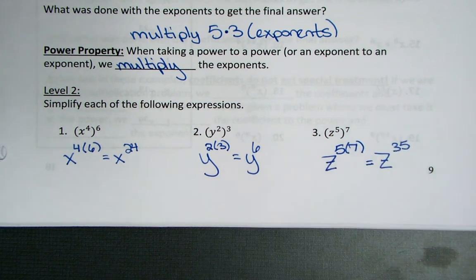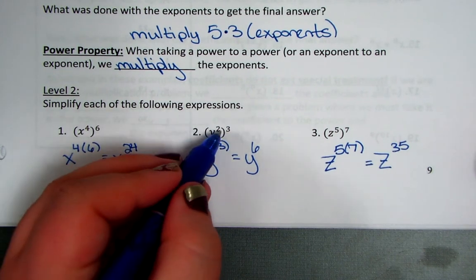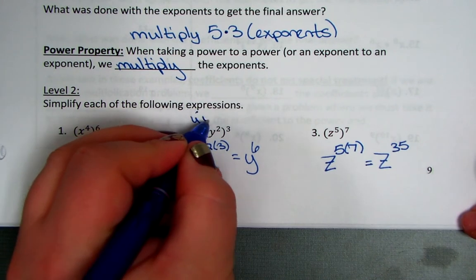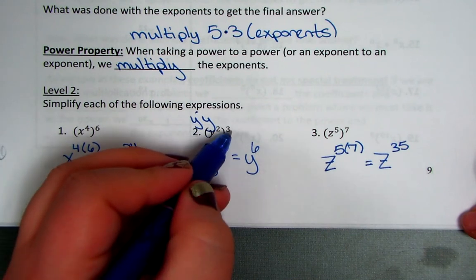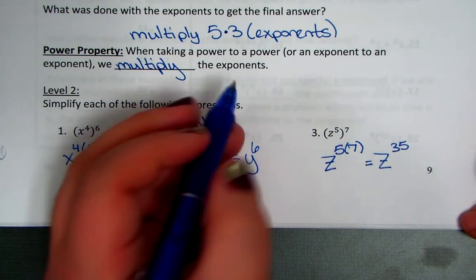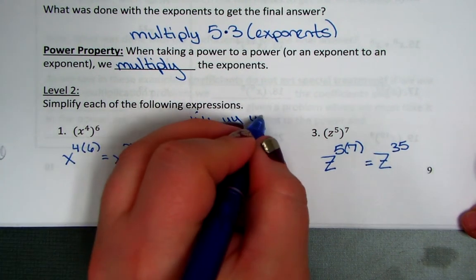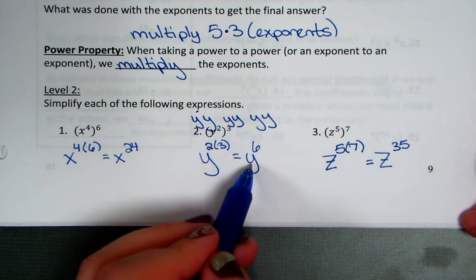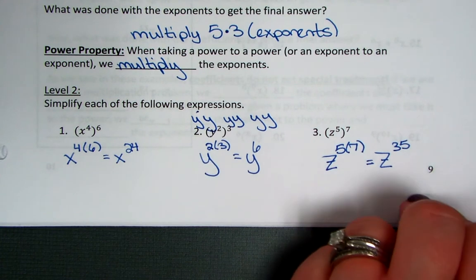Now the "when in doubt, write it out" works for power property too. If we look at this one, we had y to the 2nd power, which means we had y times y. And we wanted to cube it. We wanted to raise it to the 3rd power. So that meant I needed 3 of those. There's another y times y, and here's another y times y. How many total y's were there? There were 6. So you can always write it out for the power property as well.